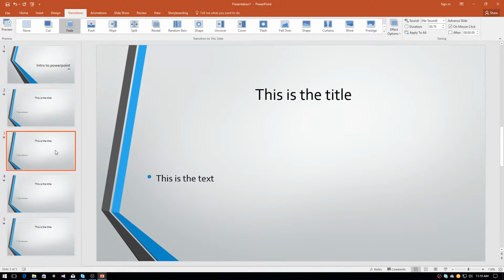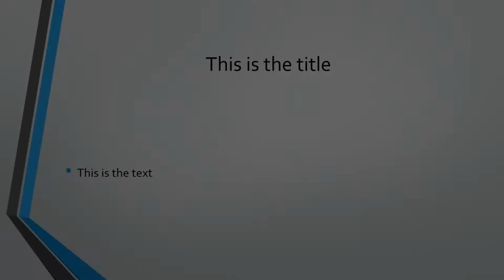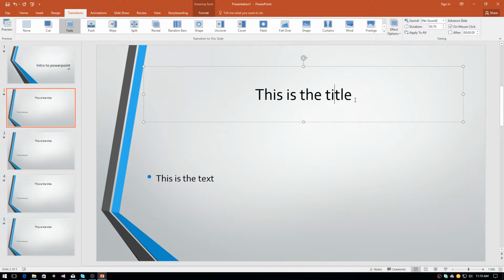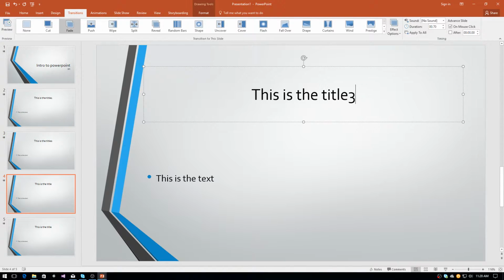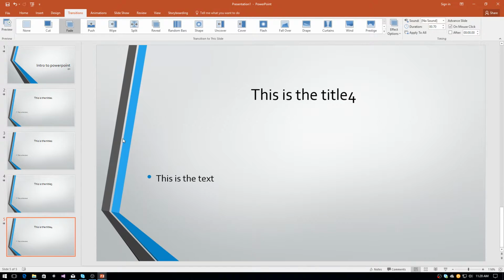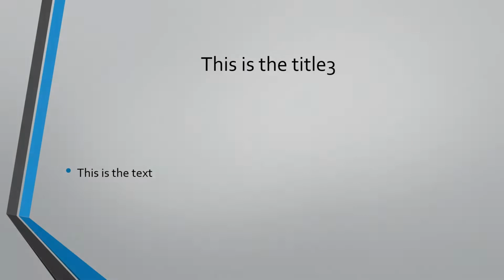All right. One more thing you can do is hit Shift F5 to start from the slide which you would like to start from. So this is title 1, this is title 2, this is title 3, and this is title 4. Okay. And then if you'd like to, you can hit Shift F5 to start from where you stopped.